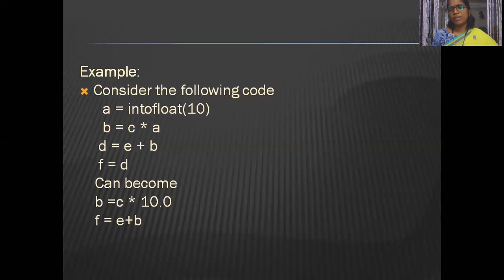And without the third instruction, you can directly find F. F is nothing but E plus B. Actually, D is equal to E plus B, but D is assigned again to F. So directly you can find F. So your 4 lines of code are optimized into 2 lines of code. So this is also the task of compilation.